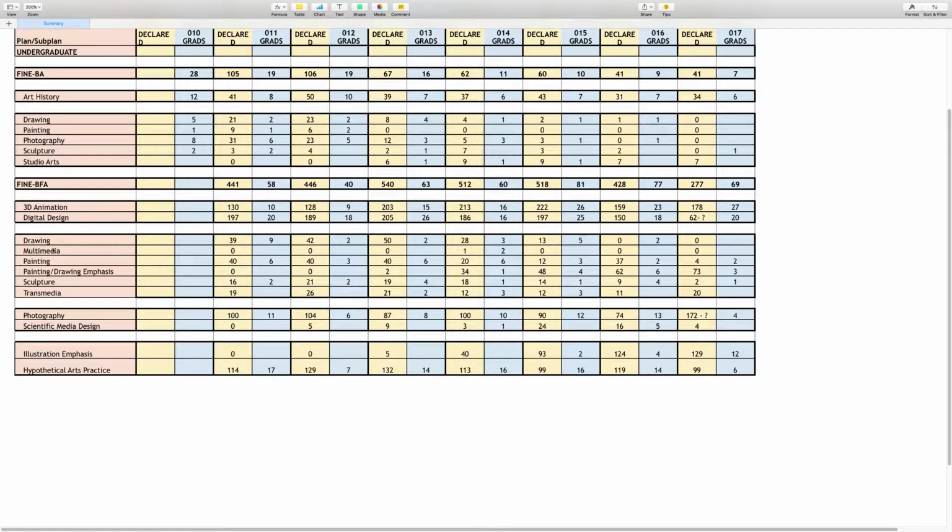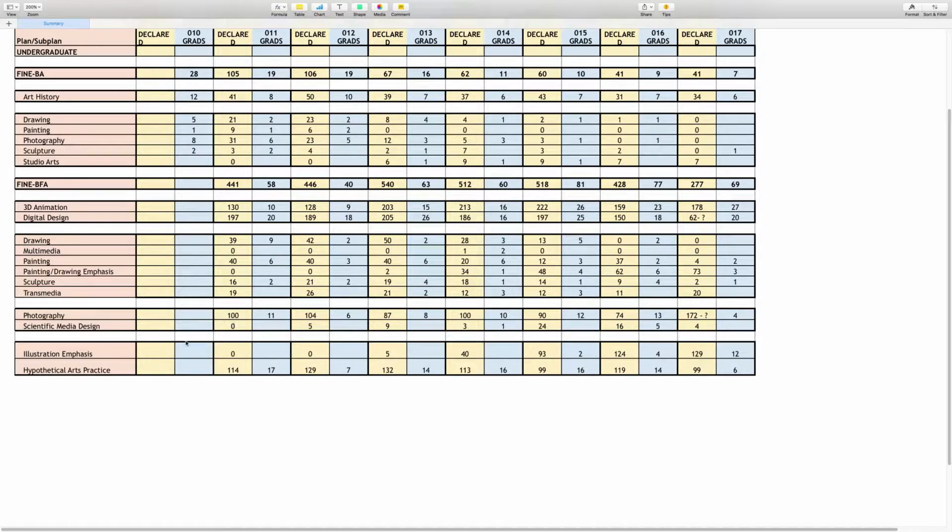And then I've taken all the drawing, painting, sculpture, transmedia, and I've grouped these all together. I'll come back to these in a second. I put photography by itself because that's the way everyone seems to be thinking of it, the way it's set up as an area. And I'd never really heard about this scientific media design, so I just left it there. Down here at the bottom, I have the illustration emphasis. It was originally up here in the list, and I put it down here for a comparison.